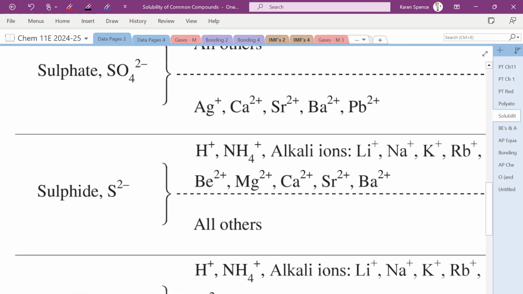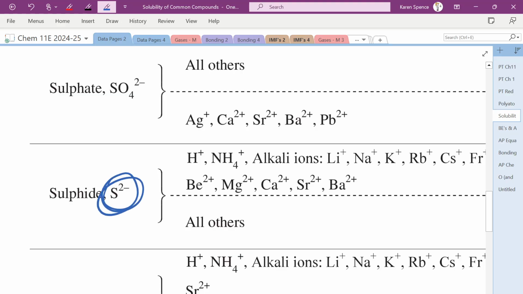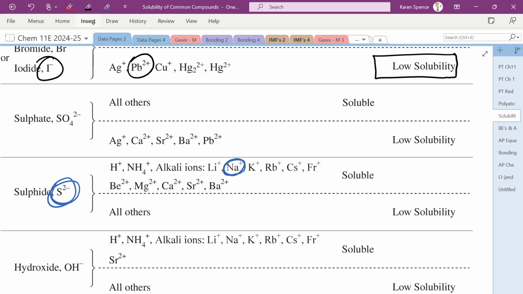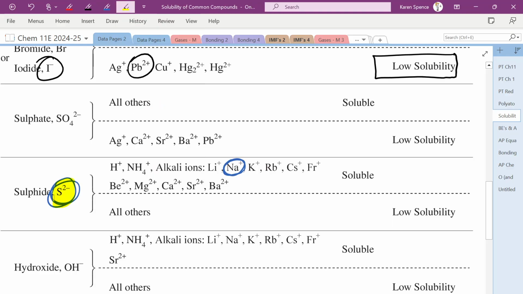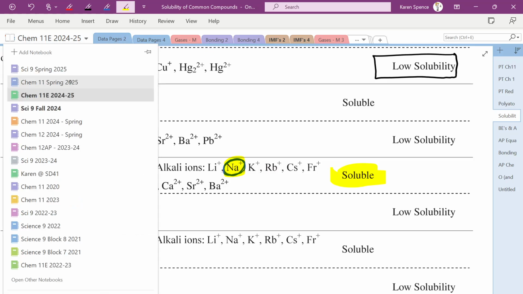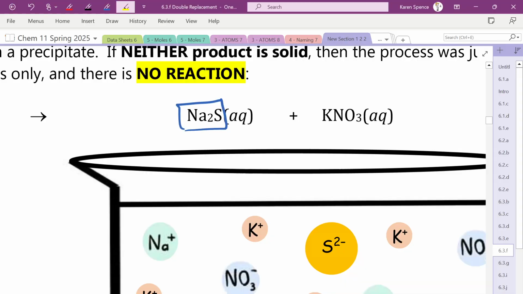Here's sulfide. Here's sodium. Sulfide plus sodium is soluble. So that means it's aqueous. And if it's aqueous, that means it's a solution. And if it's a solution, it is clear. Okay.